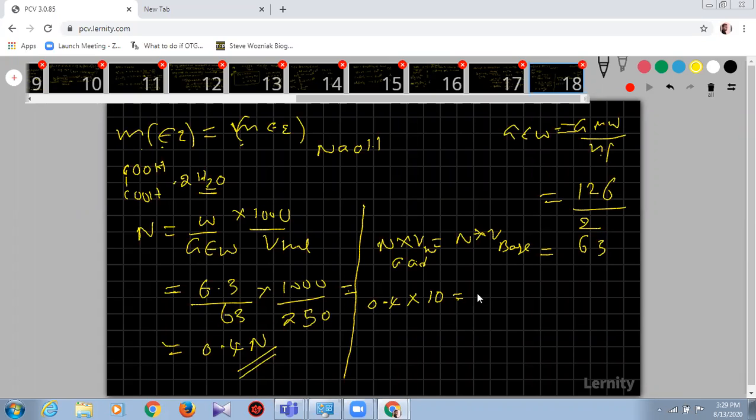How much sodium hydroxide had he taken? He is asking the volume of the base in the problem. That is 0.1 into volume, which we don't know. That's why volume equals 0.4 into 10 upon 0.1. So what do you get here? 40 ml. Okay, hope you are very clear.